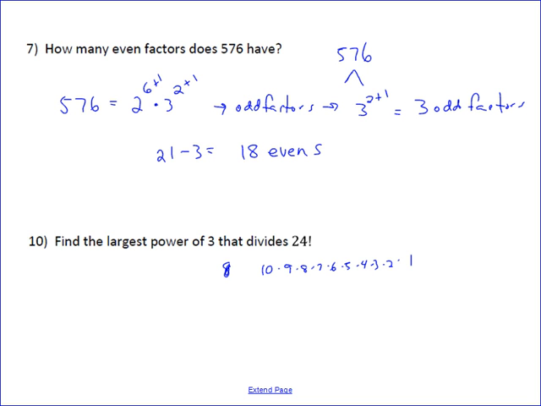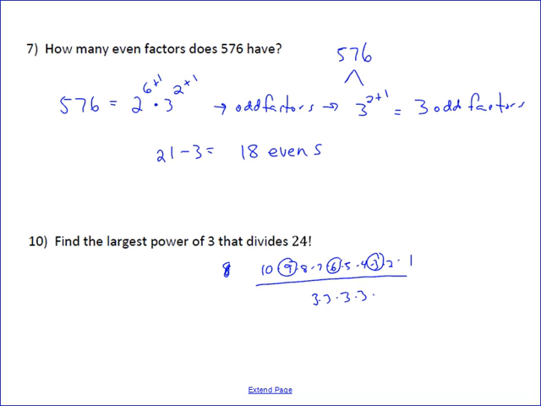Another way to think of it is, if I think about it as a fraction, how many 3s can I cancel out? Once I can no longer cancel out 3s, then I can no longer have that as a power that divides 10 factorial. Well, here's 1 three, here's 1 three, here are 2 threes. So you have to figure out how many 3s there are as you go along.